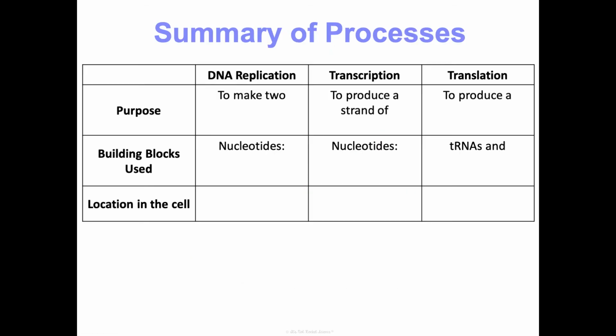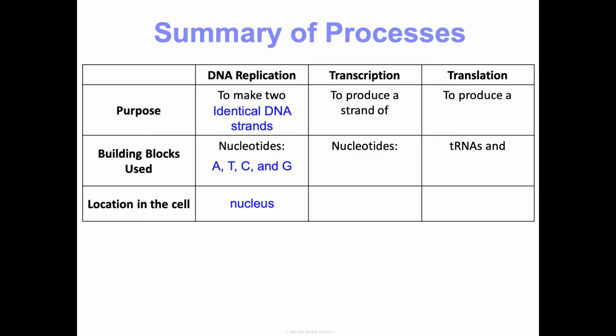Okay, let's review these processes that we've discussed over the last 2 concepts. DNA replication. The purpose is to make identical DNA strands during the S phase of interphase before the cell divides so that the resulting daughter cells have all of the genetic information in them. The DNA strands are made with nucleotides A, T, C, and G, and this is happening in the nucleus because that's where your DNA is located.